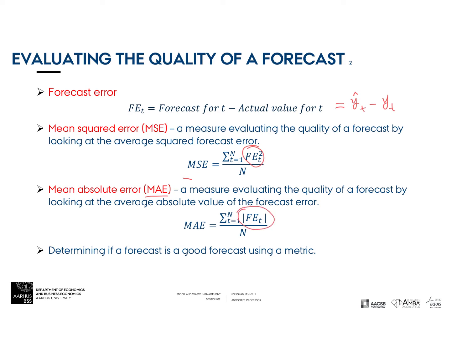So you can see we're interested in the absolute average value. This absolute value also makes sure the difference is all positive, because smaller and greater both are not good, so we just integrate the effect in both ways. And then we determine if a forecast is a good forecast using a metric. So you actually can use multiple measures to evaluate the quality.